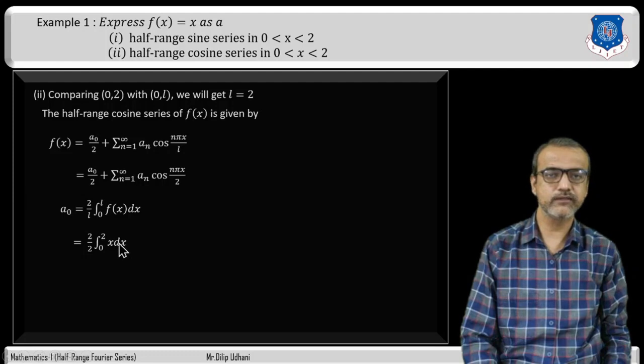Now integration of x raised to 1, according to the formula, integration of x raised to n dx equals x raised to n plus 1 upon n plus 1. So integration of x is x square by 2, and the limit is from 0 to 2. For the upper limit it is 2 square, that is 4 by 2, and the result is 2, and for the lower limit 0, it will become 0 square by 2, and that is 0. So the value of a0 is 4 by 2, that is equal to 2.